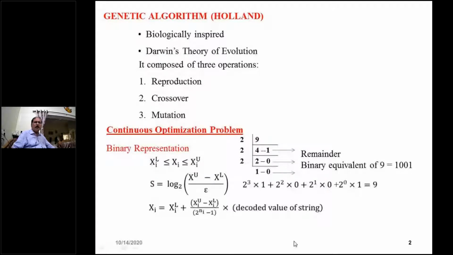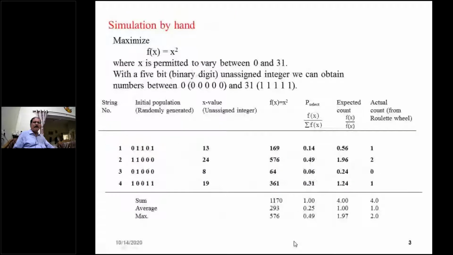So this is one simple hand computation by which genetic algorithm works. Now here the problem is to maximize a function f(x) = x square. There is only one variable, and x is allowed to vary between 0 to 31.